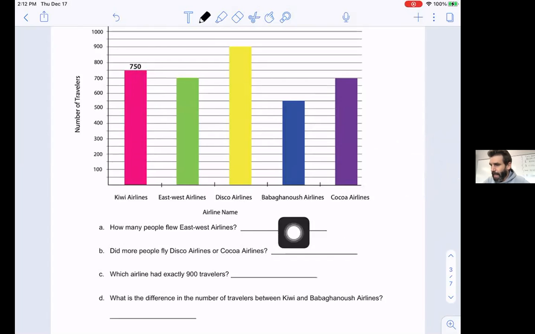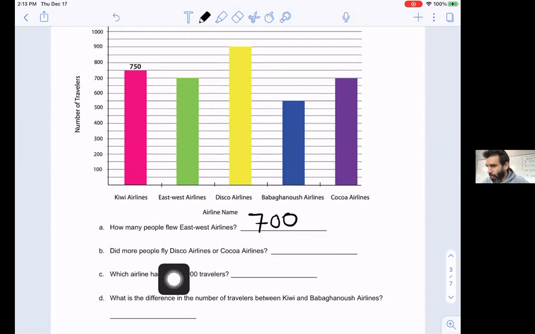So first question. How many people flew East-West Airlines? Here's East-West Airlines, and of course they mean in January here. So I go up and over, and I can see that 700 people flew East-West Airlines.